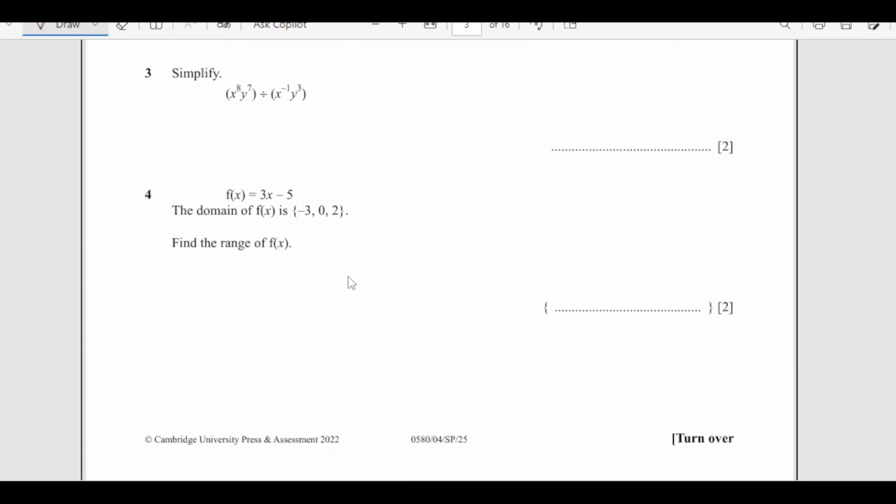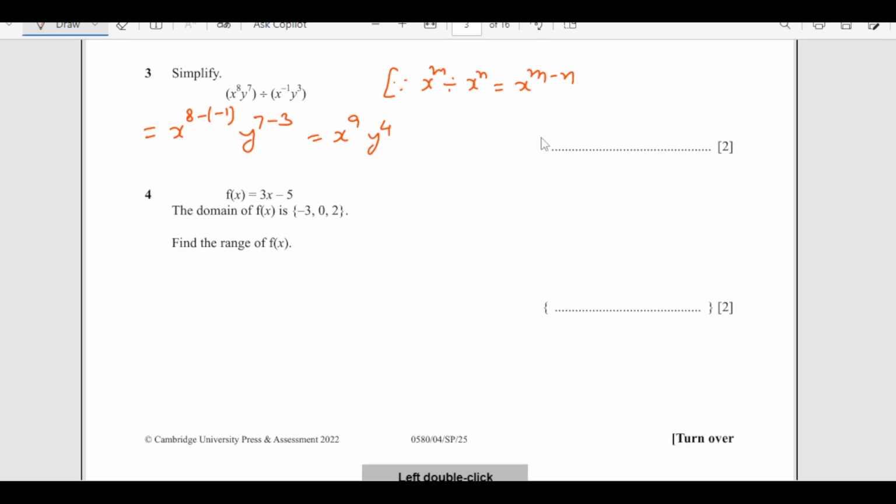Now simplify. We have exponents here, so you can see we are going to use this rule here, x power m divided by x power n. We are going to subtract the powers, right? So here we have x power 8 divided by x power minus 1, so minus minus 1, right? Then we have y power 7 divided by y power minus 3. So this comes out to be x power 8 plus 1, it's 9, and y power 7 plus 3, it's 10. Sorry, x power 9 and y power 4.